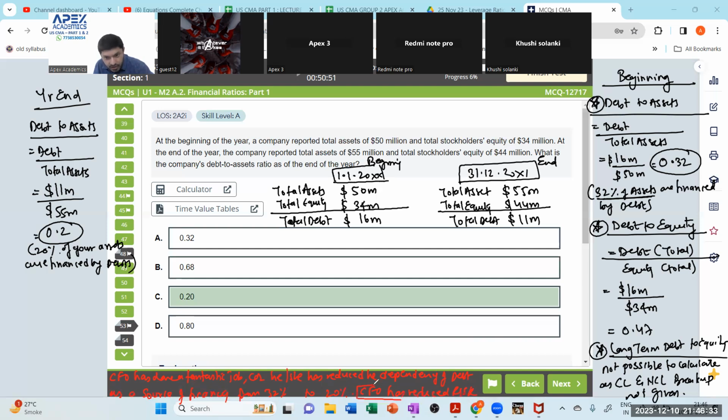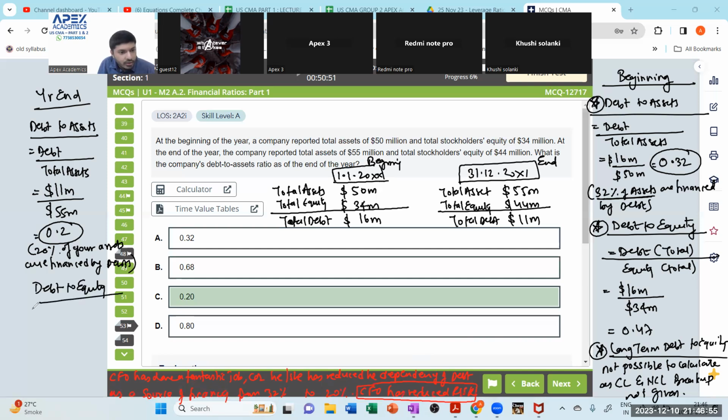CFO has reduced risk. People keep saying, hey, what is risk management? What is this risk management as a profile? This right here is risk management. This is what you are supposed to do as a CA, CMA. All this you are supposed to do as a CFO. Understood? Next is debt to equity.